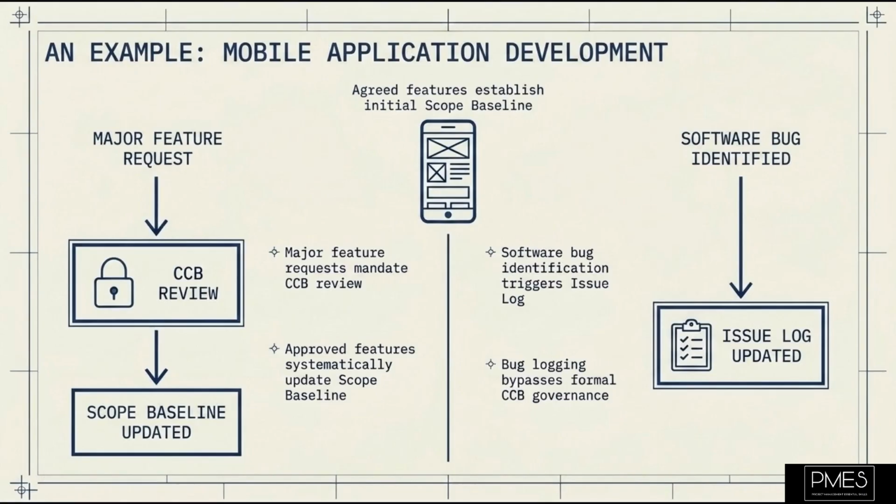Consider a project to develop a new mobile application. The agreed upon features for the application would form part of the scope baseline. If a stakeholder later requests a major new feature, this would necessitate a formal change request and potentially a change control board review to update the scope baseline. However, if a team member identifies a bug, this would be recorded in the issue log, which is a project document, without needing formal baseline approval.